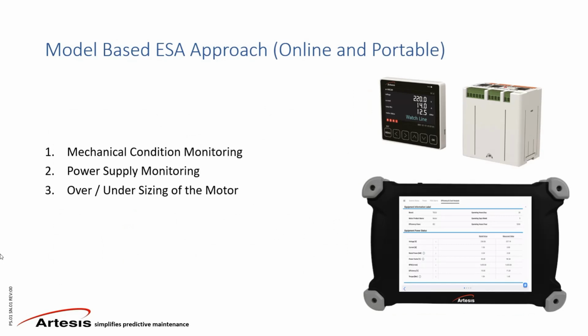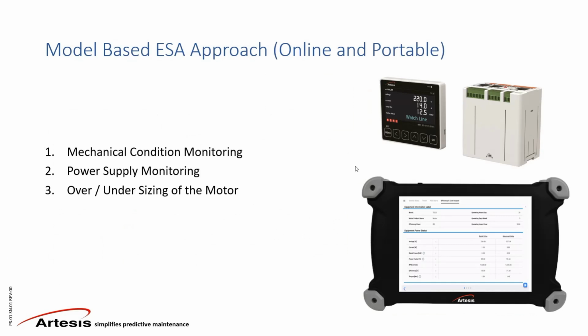This technique is using voltage and currents and combining that with a machine learning approach, so to provide both online continuous monitoring as well as an offline version of it. We'll give you a 7-minute snapshot with the handheld device that you're seeing here. But what matters here is that this approach will give you both mechanical condition monitoring, power supply quality monitoring, and also the energy efficiency monitoring of the asset, including over and undersizing of the motors.